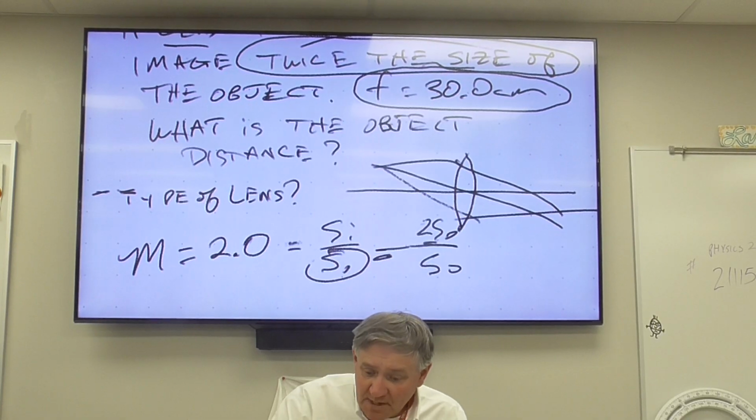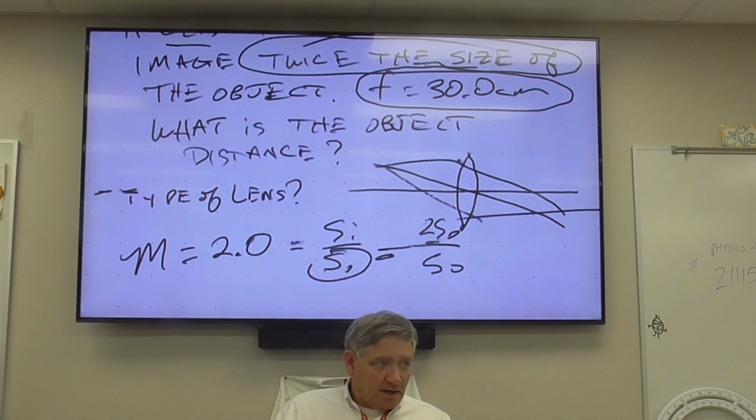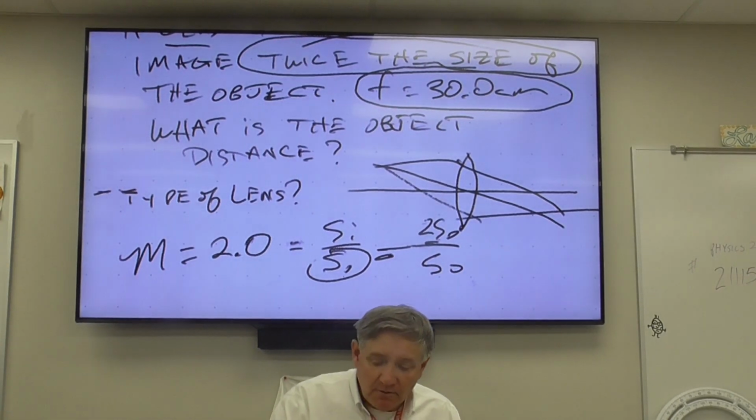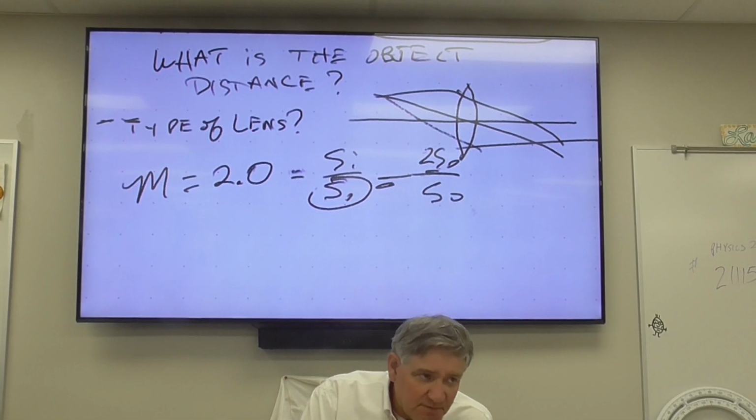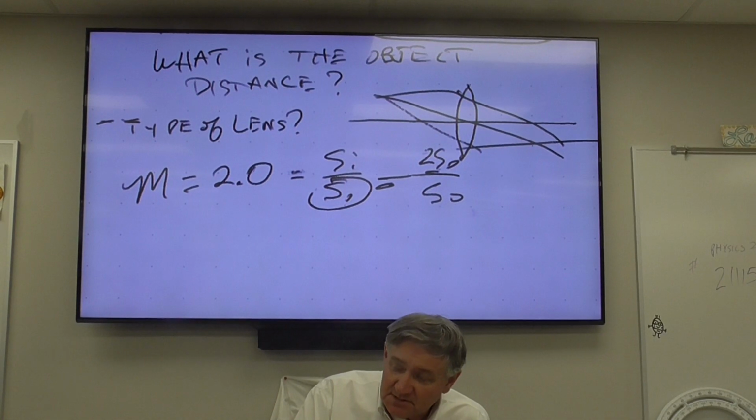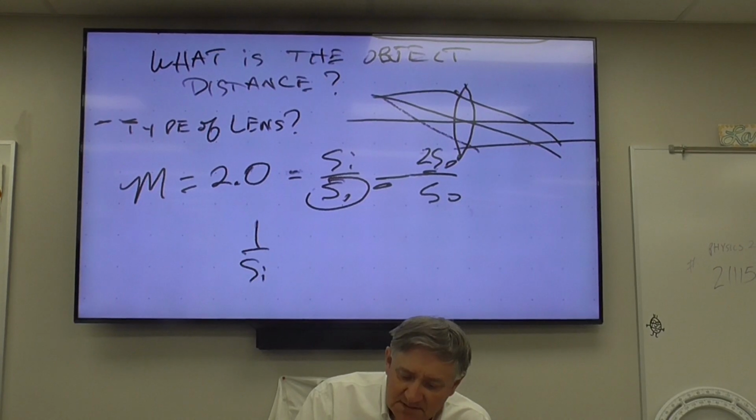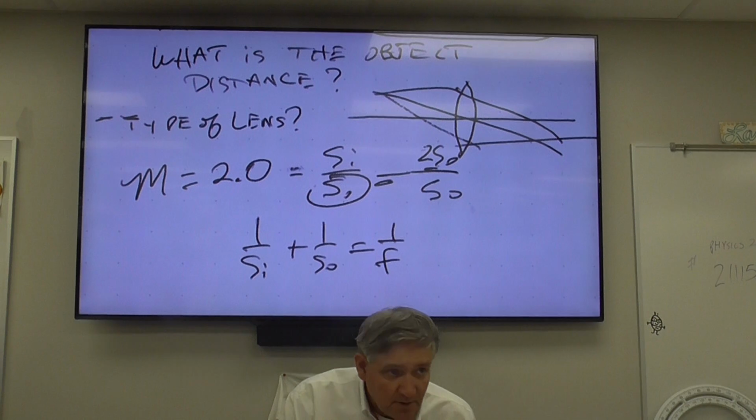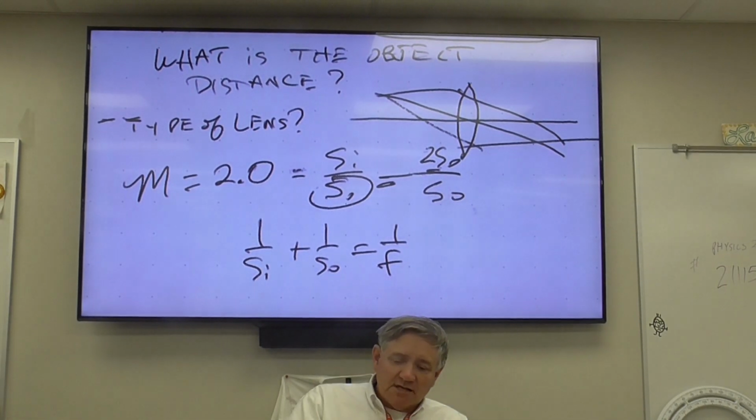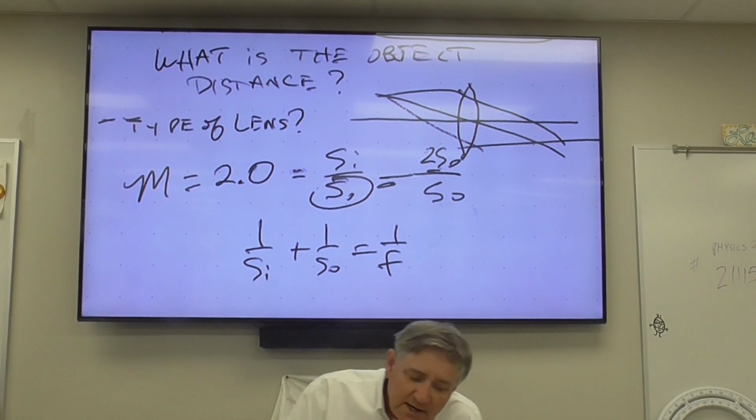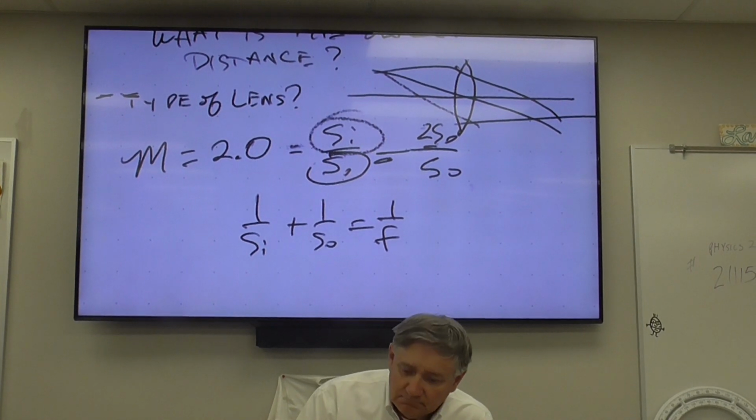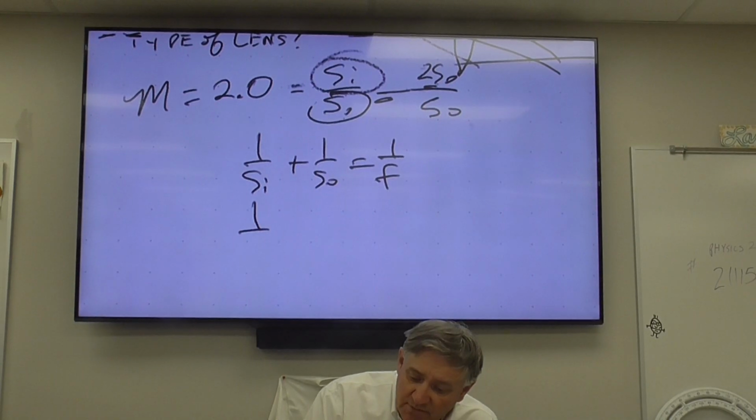So it could be like 90 and 45, okay? Something like that. Now, what else do you know in terms of the thin lens equation? 1 over SO plus 1 over SI equals 1 over your focal length. This sucks because I've got SI and SO. But what could I do? Instead of SI, I could put in 2SO.